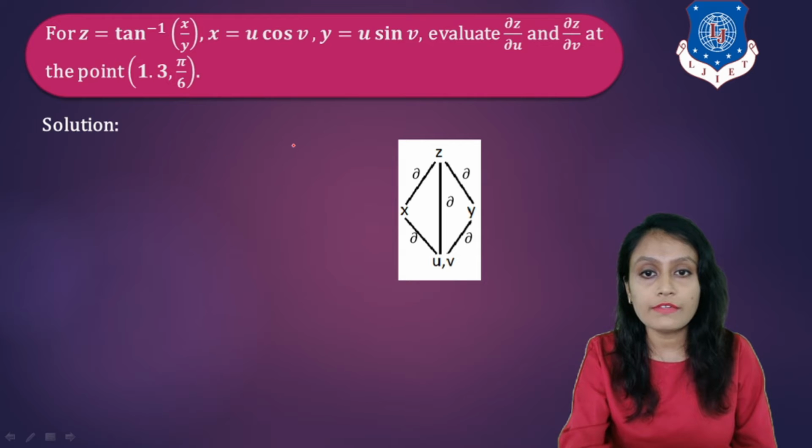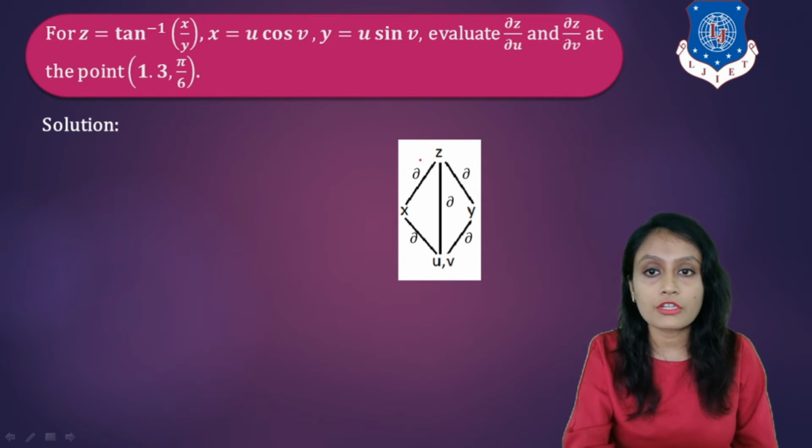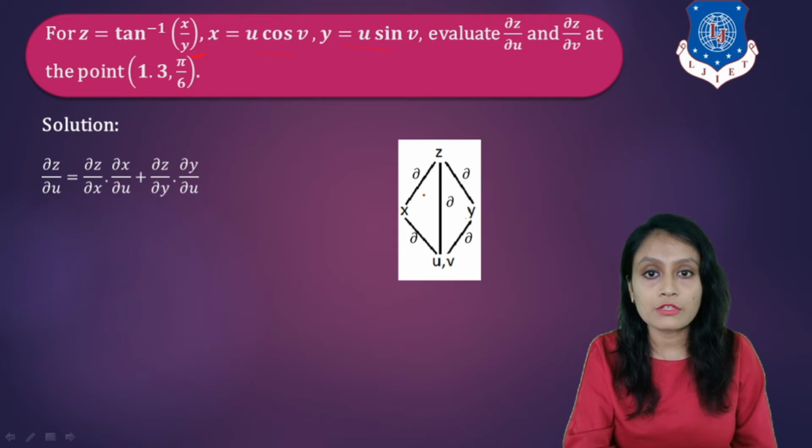Okay, so firstly we'll draw this tree diagram. So here z is a function of x and y. From here you can see, we will write z is a function of x and y. Later x is a function of u, v and y is also a function of u, v. So here we have written u comma v. Now everywhere we have more than one variable, so we will write del everywhere. Okay. Now we have to find del z by del u. Okay, so firstly we'll move from here.